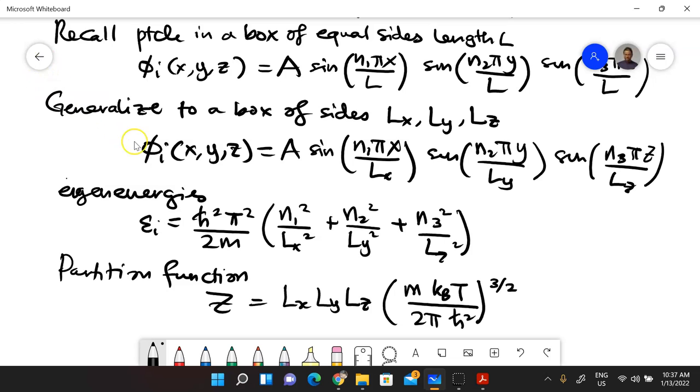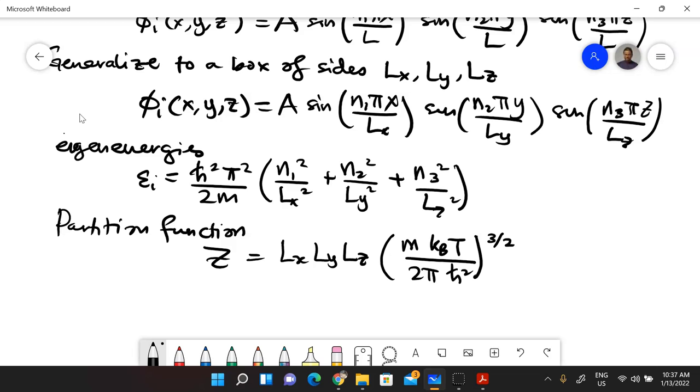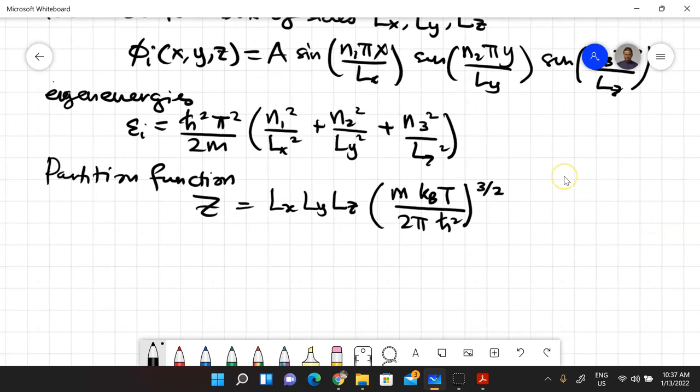So the idea, remember, our aim in this particular chapter is to reproduce Maxwell's distribution of velocities of particles. Okay, so this is the aim. So how do we do that? Again, we start with Boltzmann's idea.